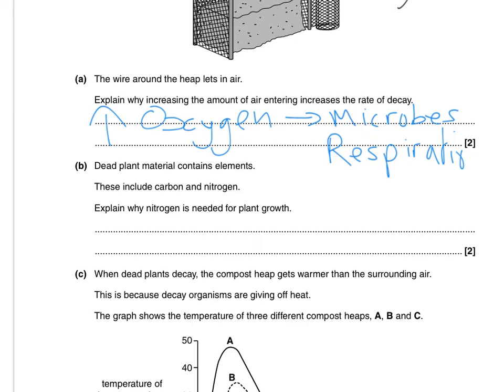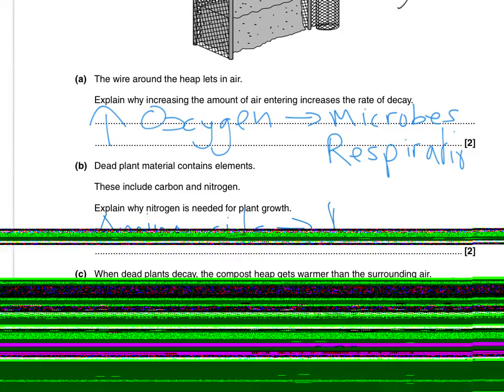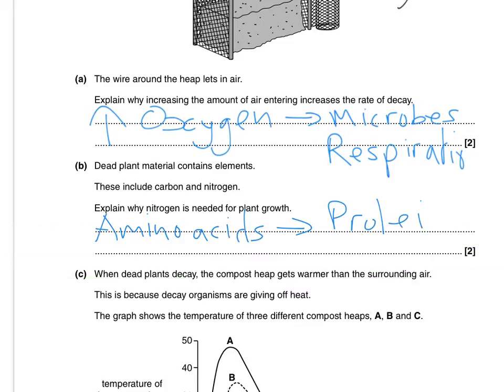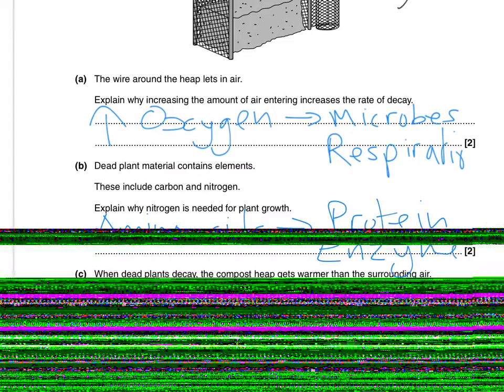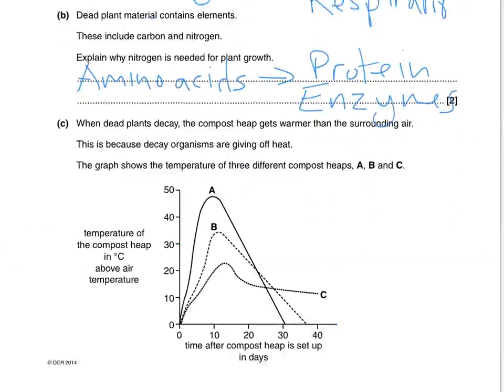Dead plant material contains elements. These include carbon and nitrogen. Explain why nitrogen is needed for plant growth. Again, you should be thinking about what a plant would need nitrogen for, and you should come to the conclusion that plants need nitrogen because nitrogen makes amino acids. And amino acids are used to make protein. More importantly, enzymes. Sweet, 2 down, let's keep going.